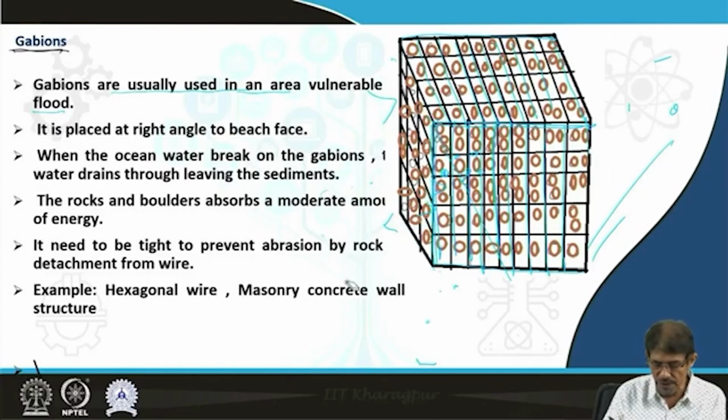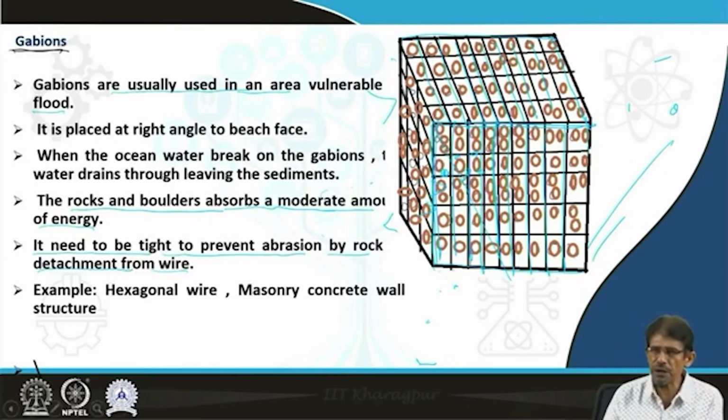When the ocean water breaks on the gabions, water drains through, leaving the sediments inside this structure, and the rocks and boulders absorb a moderate amount of wave energy as an absorbing structure. It needs to be tight to prevent abrasion by rock detachment from the wire, and hexagonal wire masonry concrete wall structures are found suitable. But the limitation is that continuous interaction of saline water with the iron wires requires time to time replacement and repair, and careful monitoring to ensure the proper working of such a protective structure.